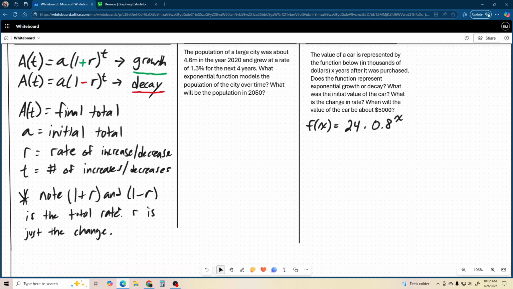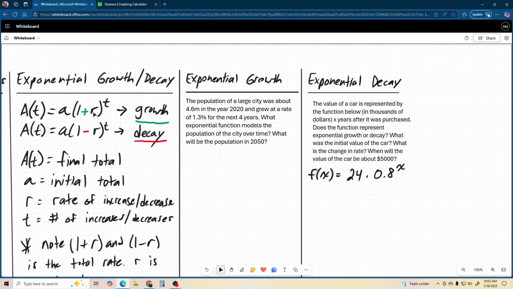Note that 1 plus r and 1 minus r is the total rate, and r is just the change of the rate. In other words, if r was 0 here, let's say it's not positive or negative, it's just 0, this isn't even going to be an exponential function anymore. It's just going to be a line. There's going to be no change. In other words, if my car is worth $4,000 and the change on the car is 0, it's going to be worth $4,000 forever.